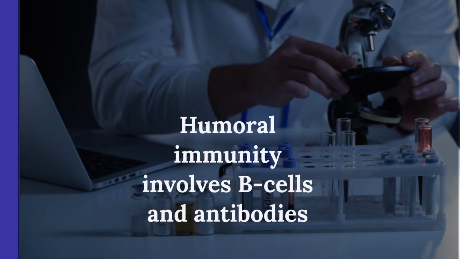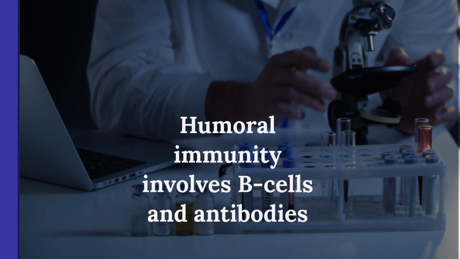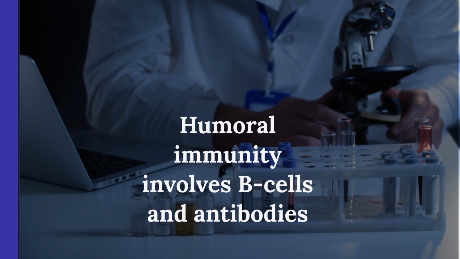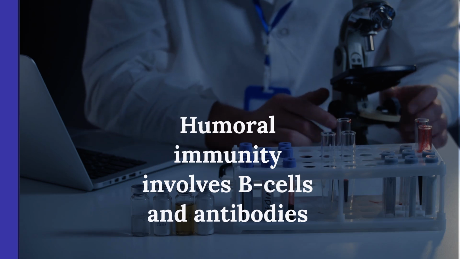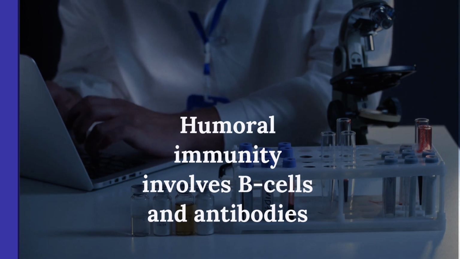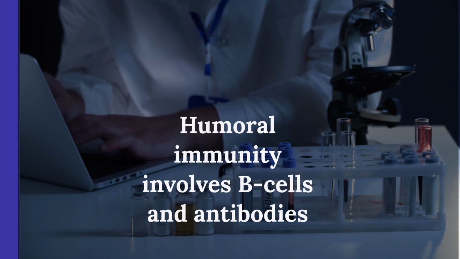Humoral immunity involves B cells and antibody production. Memory cells ensure quick antigen recognition. This process is known as natural or acquired immunity. T cells recognize altered cells and produce helper T cells. These stimulate B cells for antibody production, crucial for immune defense.